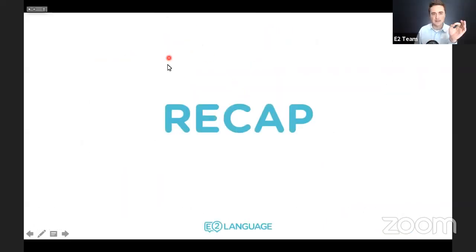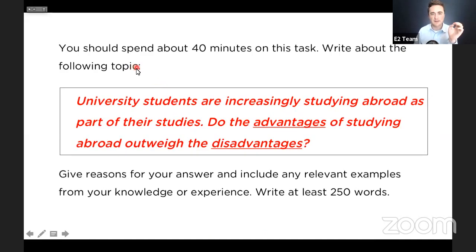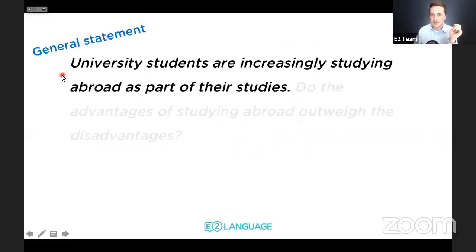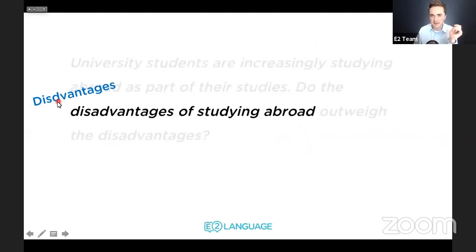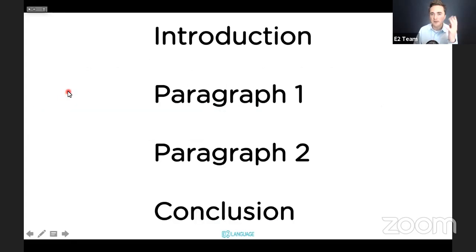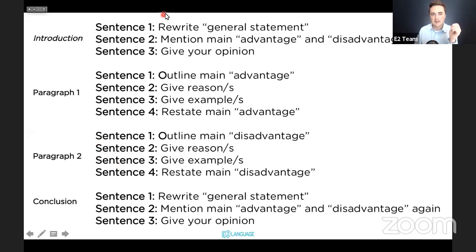So let's recap what we learned so that when you see a question about advantages, disadvantages, you know exactly what to do. You look at the general statement, you look at the advantages, you think about the disadvantages. We're going to write a 4-paragraph essay with an introduction, paragraph 1, paragraph 2, and a conclusion. Here is the entire essay sentence by sentence.